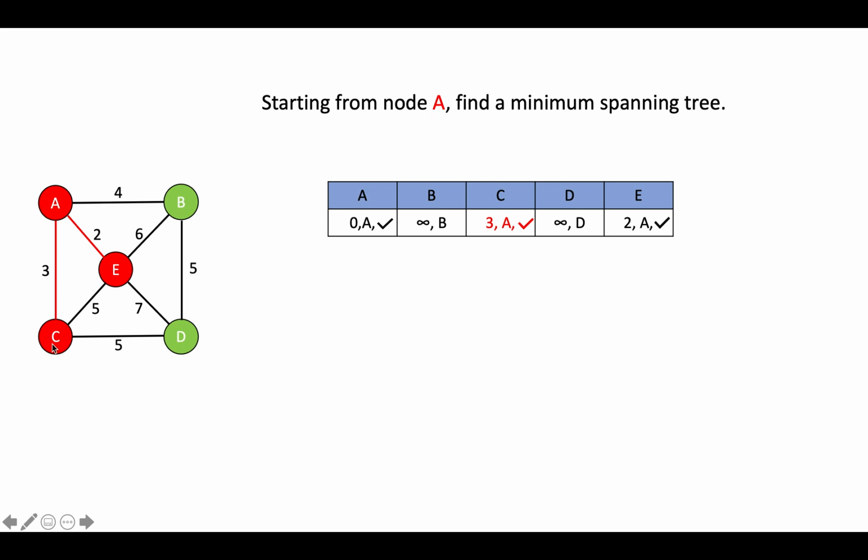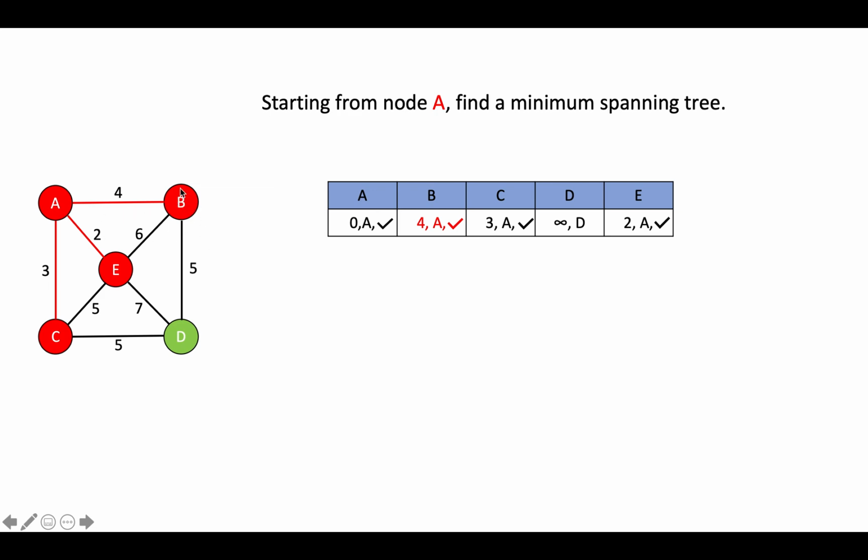We connect node C to the minimum spanning tree via node A, and the weight of the edge is 3. That is what these values mean. After connecting node C, we take this part as our minimum spanning tree, and we ask ourselves, what is my nearest neighbor? In this case, node B is our nearest neighbor, so we connect node B with the minimum spanning tree via node A, and the weight of the edge is 4. So here we update node B like this.